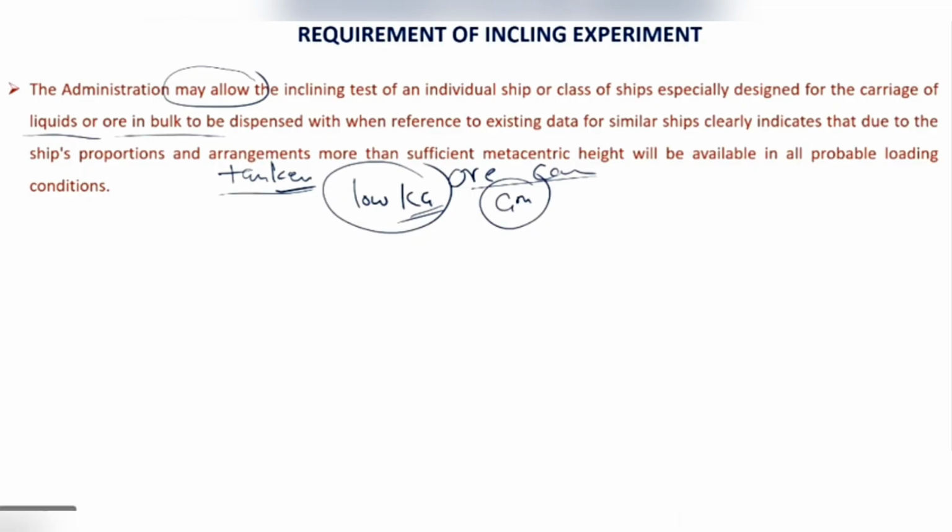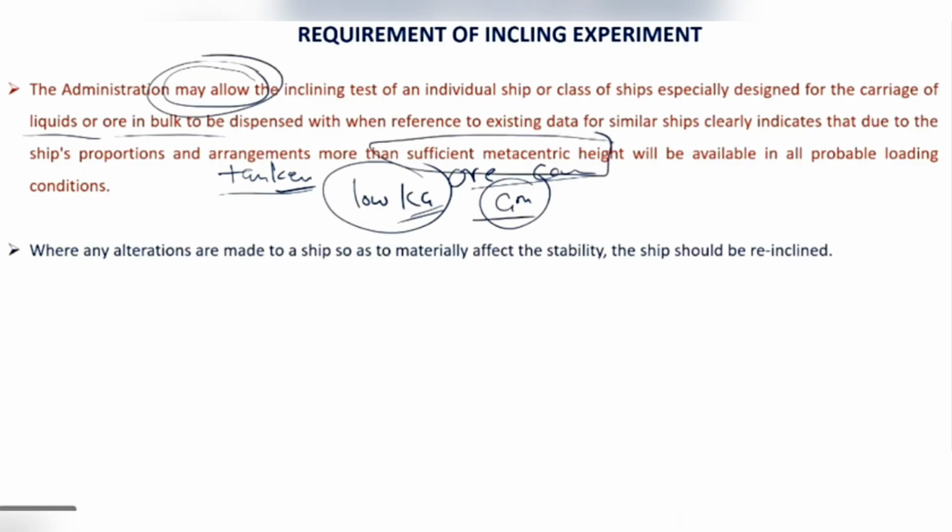Am I clear about this requirement? Clear? Now as far as passenger ships are concerned, you have got the light ship KG of the ship when it is built. Fine, fantastic. But what happens after that? There may have been structural changes. So whenever alterations are made to the ship which can materially affect the stability, that means the light ship KG, the ship should be re-inclined. If changes have been made to the ship's light displacement which can affect the light ship condition, then the ship should be re-inclined as and when such need arises.